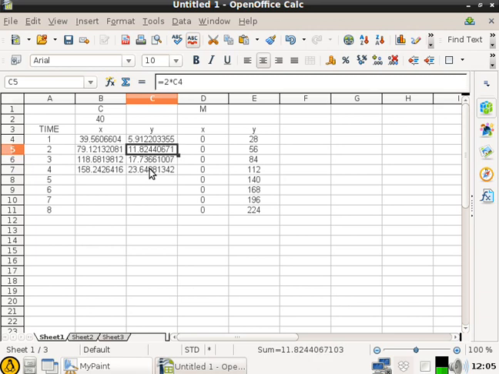Something's going wrong here. I'm spending too much time on this. Alright, forget about this one. Did you do it this way? I really didn't want to do that.